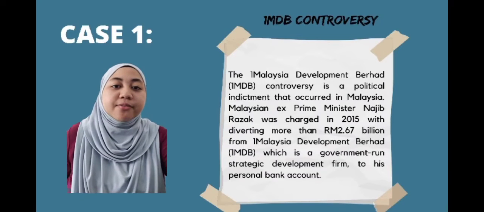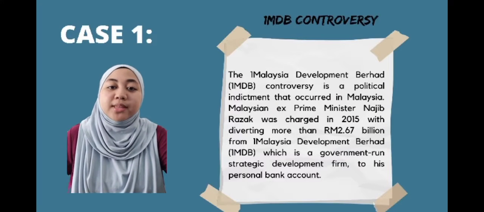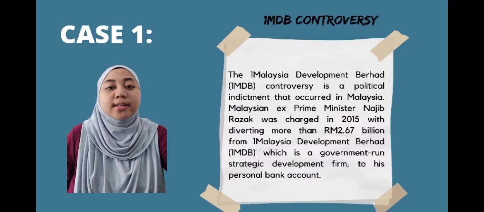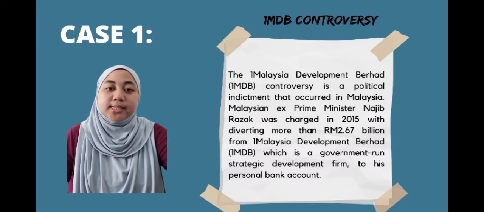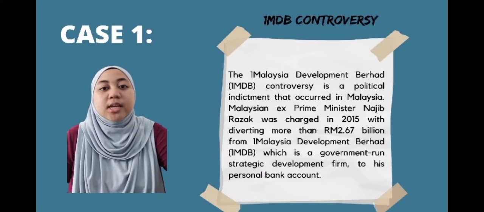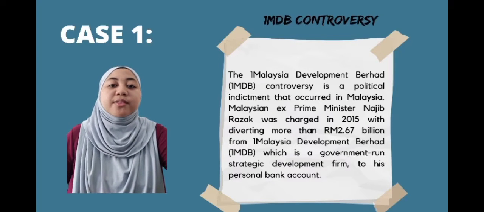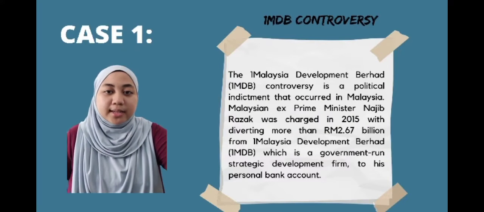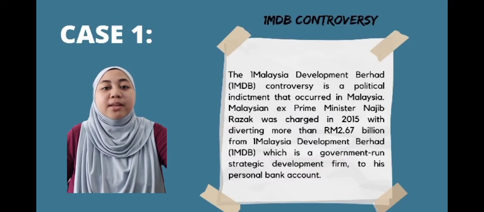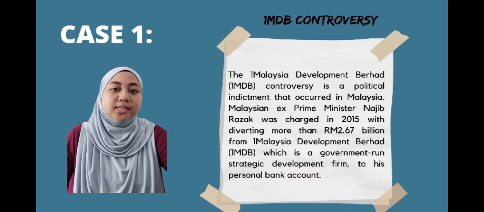The One Malaysia Development Berhad 1MDB controversy is a political indictment that occurred in Malaysia. Malaysian ex-Prime Minister Najib Razak was charged in 2015 with diverting more than RM2.67 million from 1MDB Development Berhad, which is a government-run strategic development firm, to his personal bank accounts.